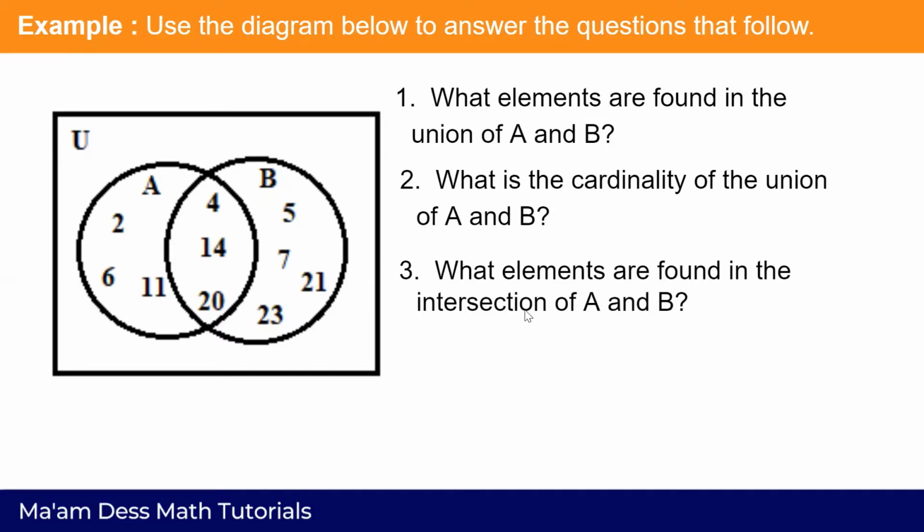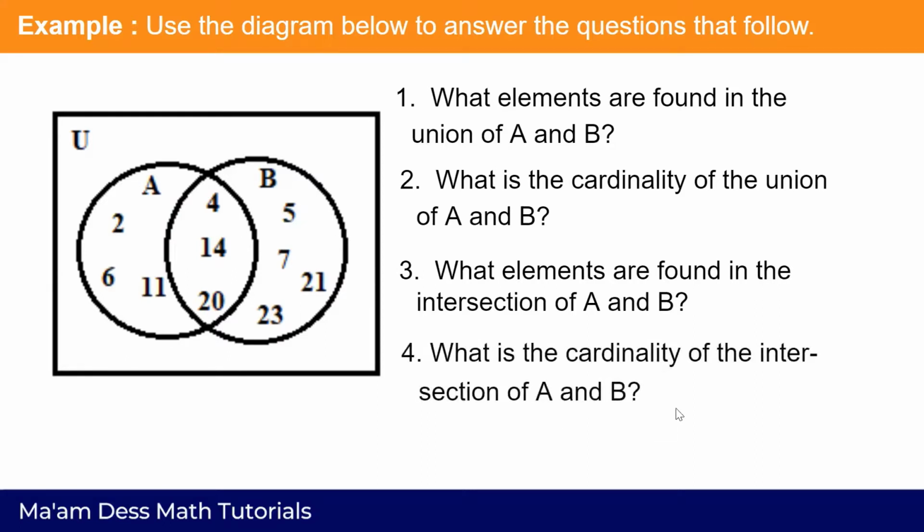So, ano daw ang elements na makikita natin sa intersection ni A at saka po ni B? Yan. So, alin po dito yung nasa gitna? Number 4, what is the cardinality of the intersection of A and B? So, ano daw bilangin yung intersection na nasa gitna? Okay? Sa number 3, what elements are found in the intersection of A and B? So, anong elements ang makikita natin sa intersection ni A and B?